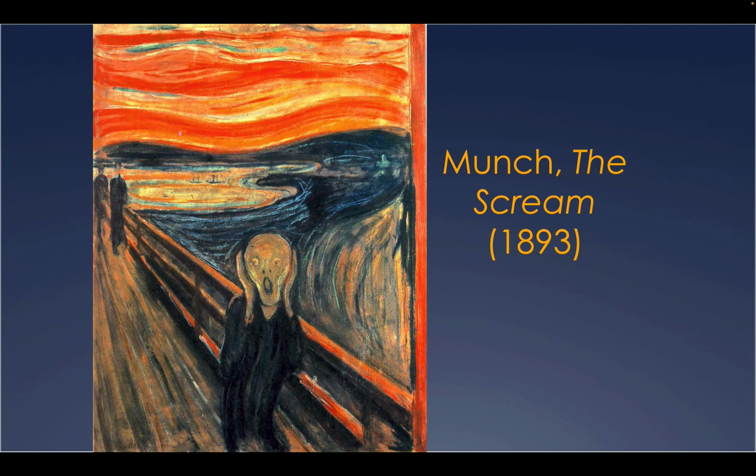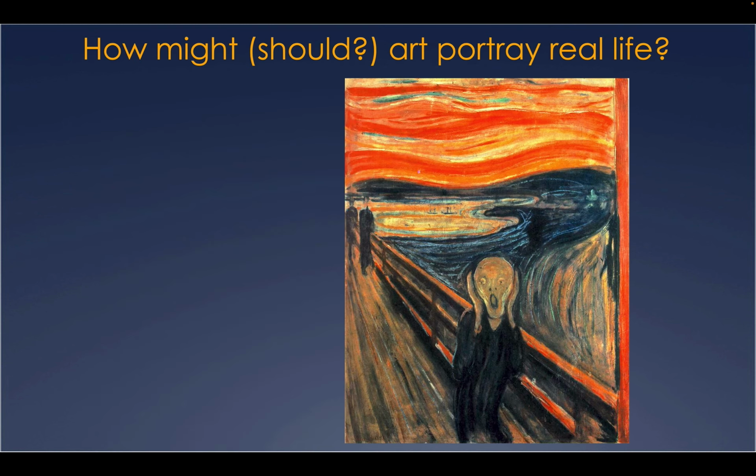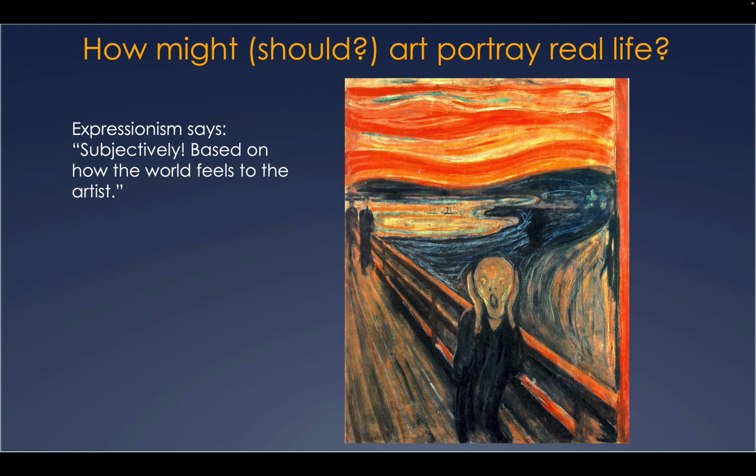So let's take another step away from straightforward realism with Munch's The Scream. How does Edvard Munch answer this question? How should art portray real life? Subjectively, based on how the world feels to me, the artist, right? When Munch painted this painting, I guarantee you he was not at the end of a pier with an easel at sunset with a model wearing a bizarro alien head mask while two other people walked menacingly towards the model. Like, that didn't happen. This painting and this feeling exists inside of the artist's head, right?